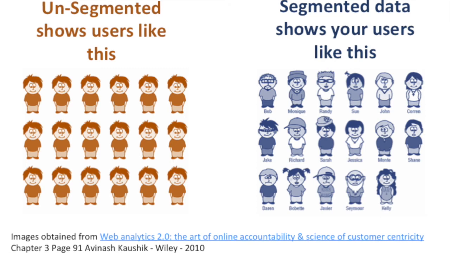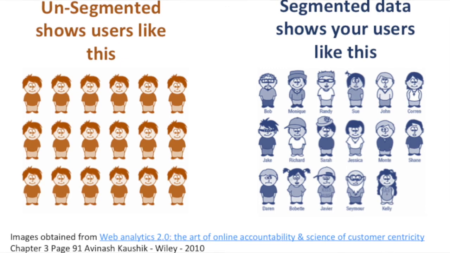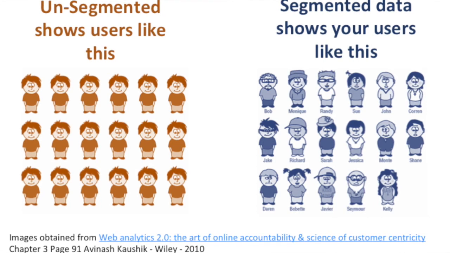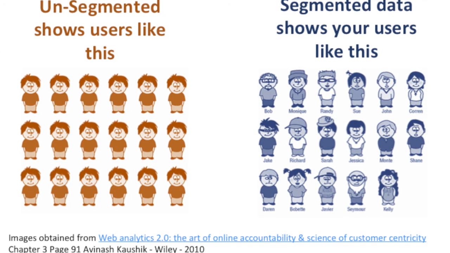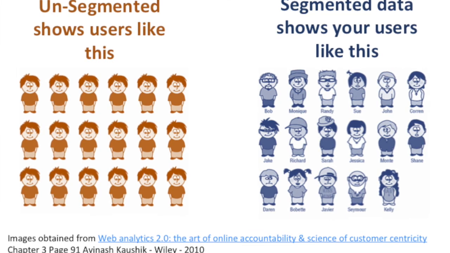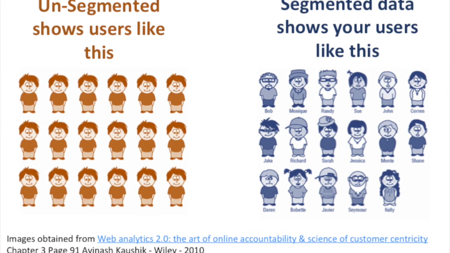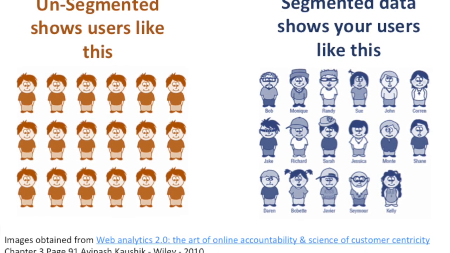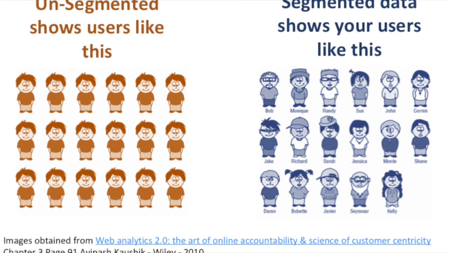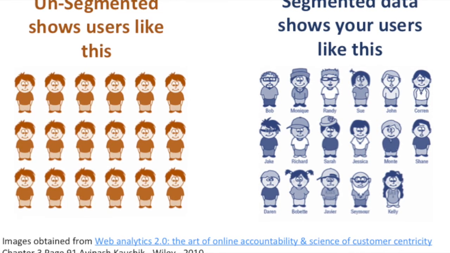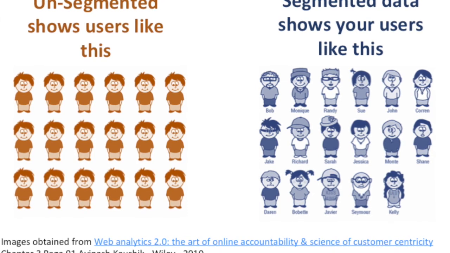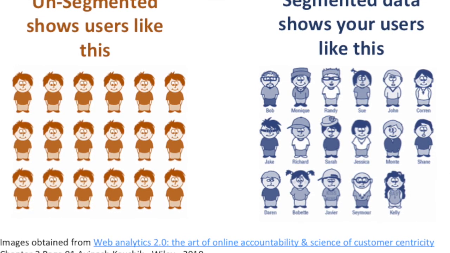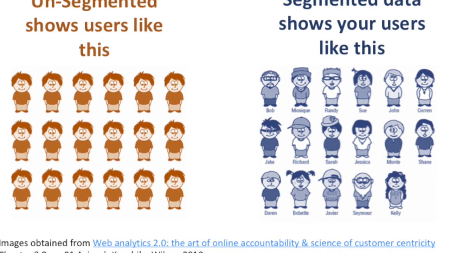So this is a neat little graphic of how we as analysts need to be thinking about segments. On the left, you have a bunch of users. They all look exactly the same. So we call this unsegmented, right? Before you segment your traffic, basically all of your data is going to be like it was from just the same people, the same users. Now on the right side in the blue, you'll see what segmented data looks like. Everyone looks different, right?